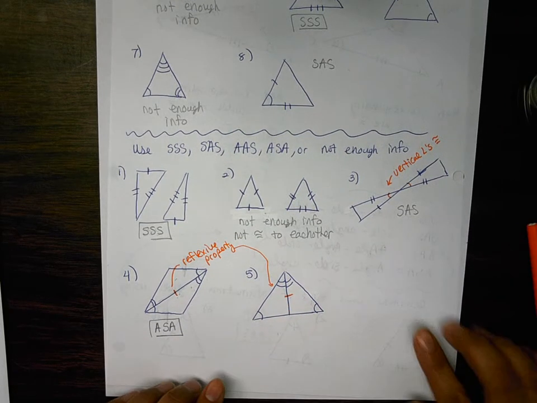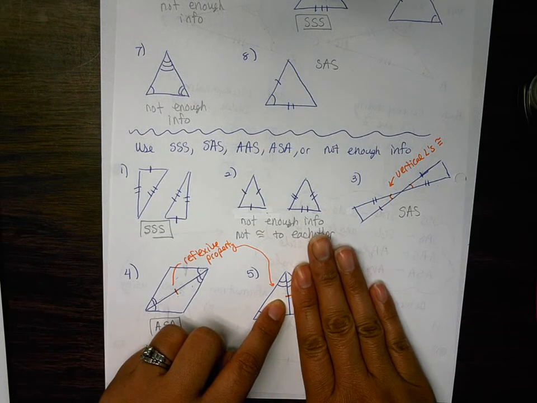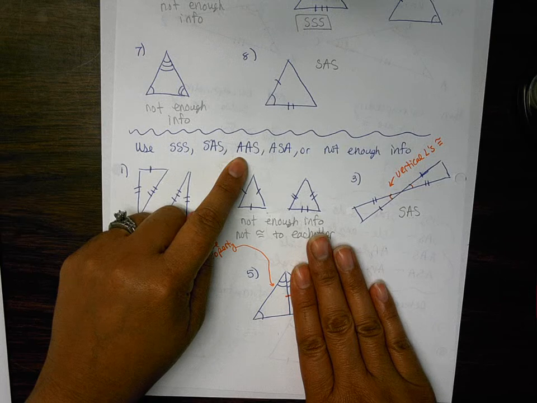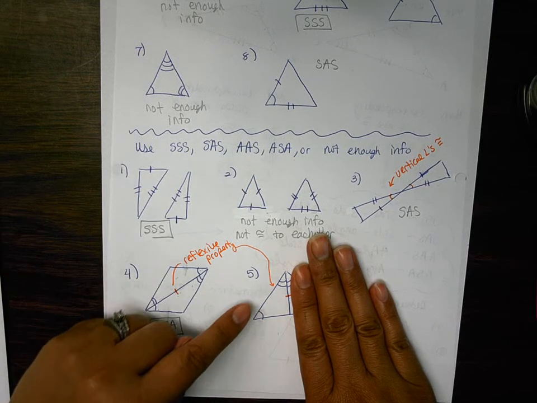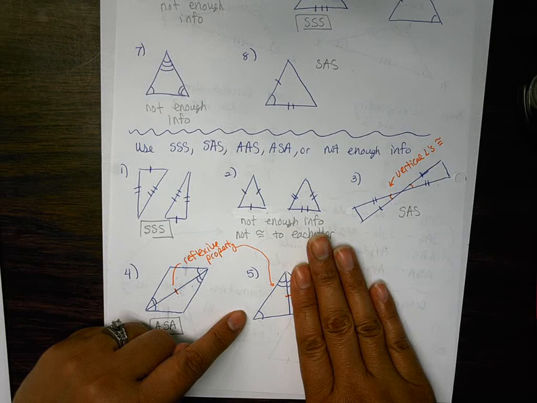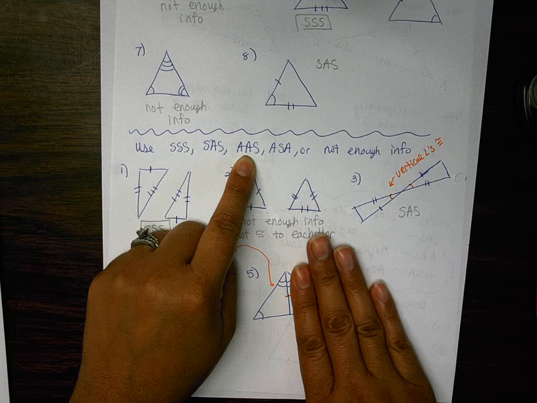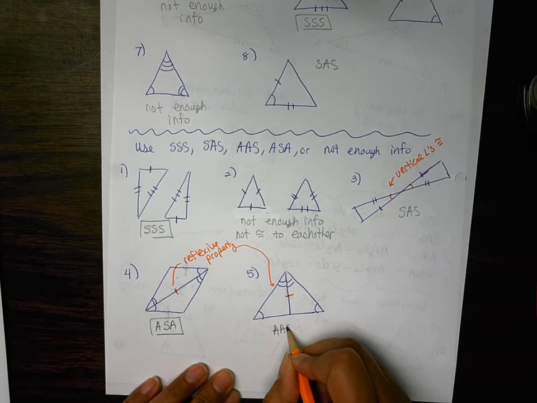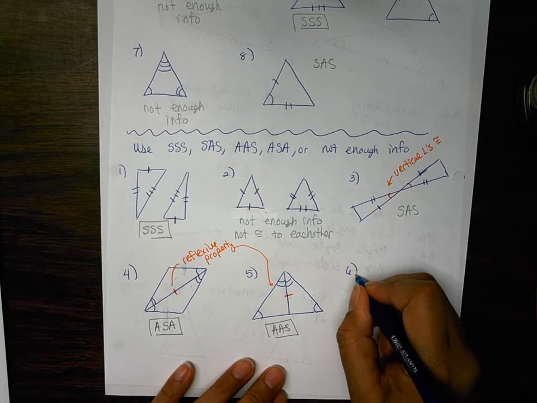Reflexive property is why that is equal. Okay, how many angle markings do I have? And how many side markings? 1. Angle, side, angle, or angle, angle, side? Is that side sandwiched between the two angle markings? Yes or no? No. So what would I use? AAS. Are we good? Okay, number 6.